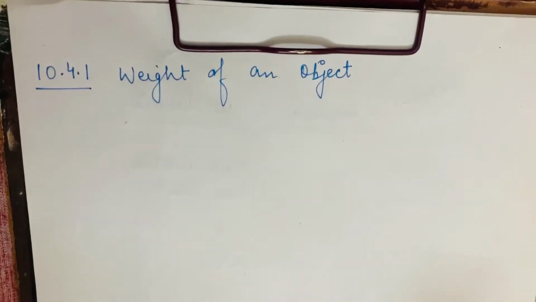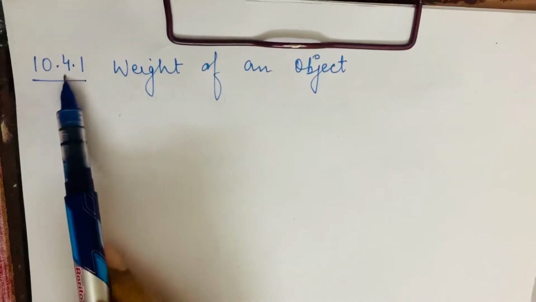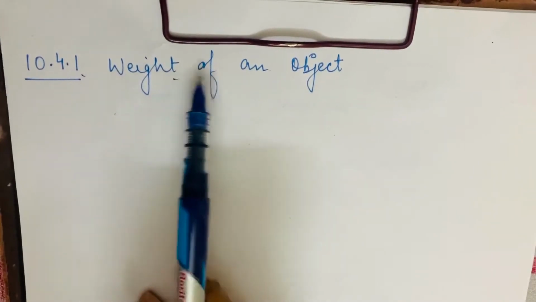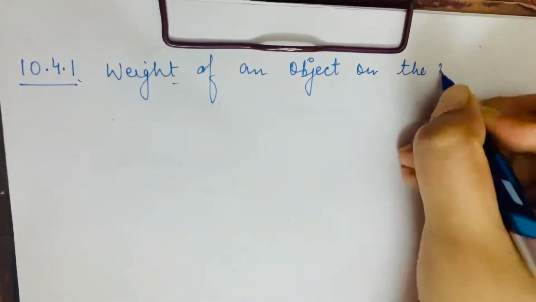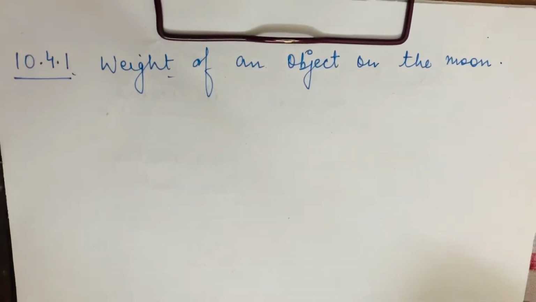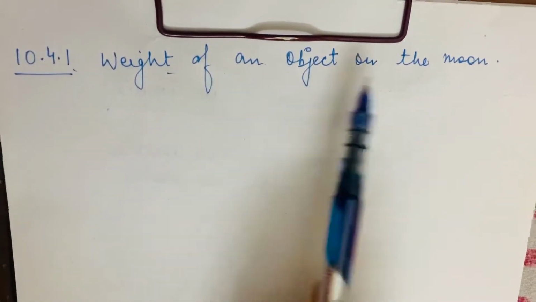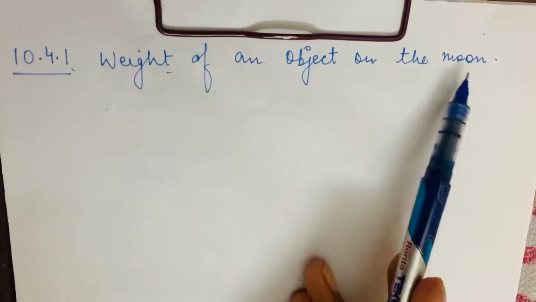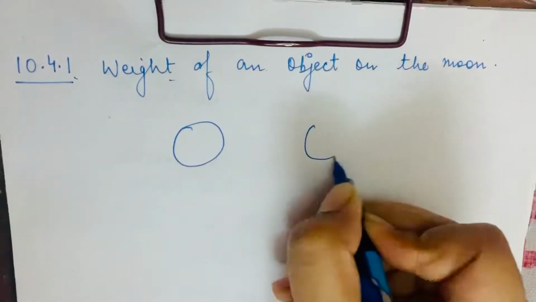Hello students. Now see our next article, that is article number 10.4.1, weight of an object on the moon. This is a very interesting topic. Let us see now. We are going to evaluate the weight of an object on the moon. For this, let us take two bodies.